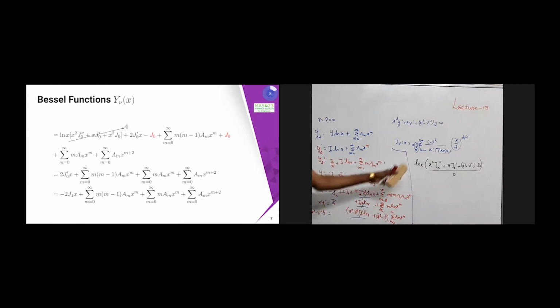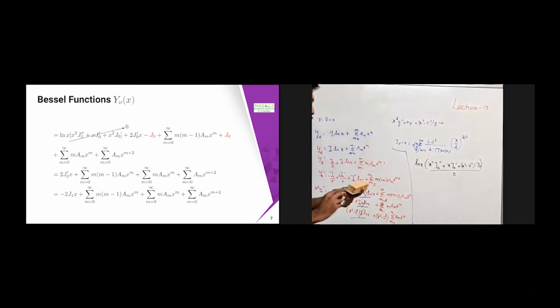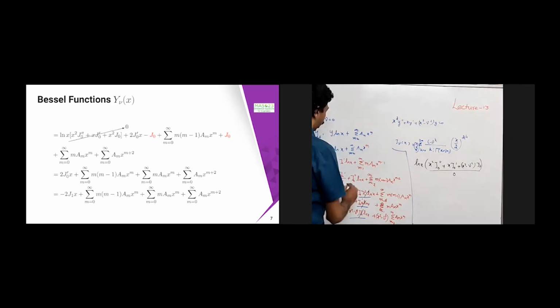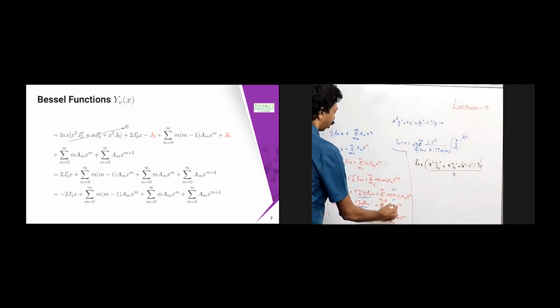So this is going to become 0, so I can just cancel this out, and j0 is going to get cancelled, so that is also going away. So the only remaining terms are j0, this one, these three terms. Okay, only these are going to be surviving.